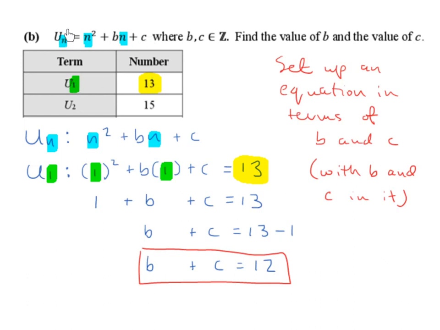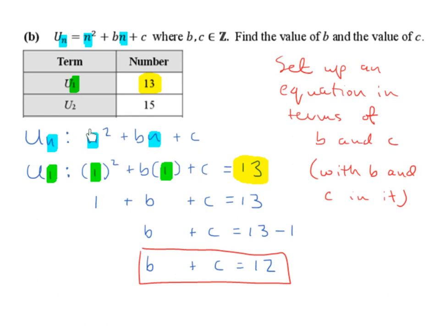So we know from the question that this is our Un formula. So Un equals n squared plus bn plus c. So we are interested in U1. So we're going to swap every n for 1. So U1 is equal to 1 squared, with brackets, that's important, because we're swapping the n for 1, plus b times 1. So again, we're swapping that n for 1, plus c.